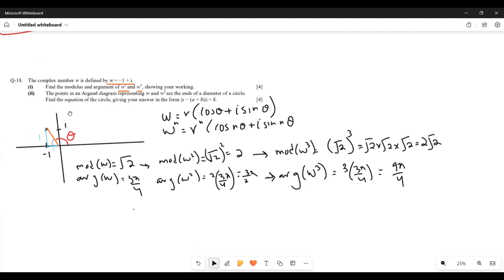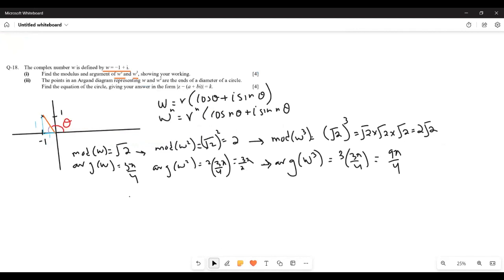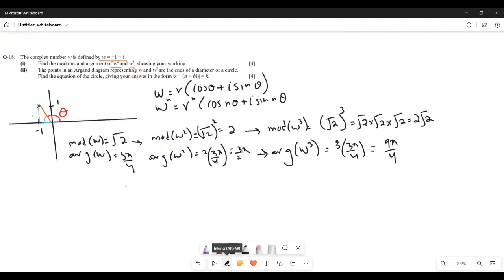Next is the points in an Argand diagram representing W and W square are the ends of the diameter of the circle. Find the equation of the circle giving the answer in this form. All right, so they're saying that there's a circle whose ends of the diameter are the points W. What's W? This. And the other one is W square. And where's our W square? This is the modulus of W square, and that's the argument of W square.